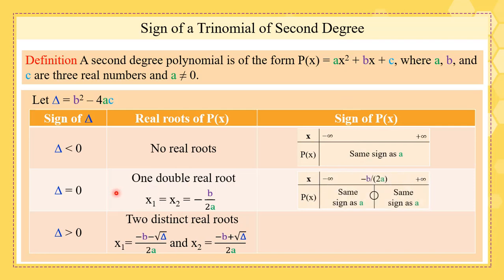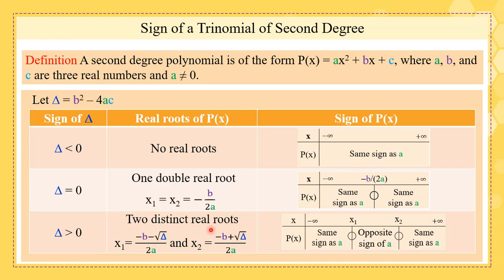Now, if delta is 0, we're going to have only one root, which is a double root. This is the root, and this is the 0. And also here we have to use the same sign as a and the same sign as a. Till now, dear students, we have three same signs.